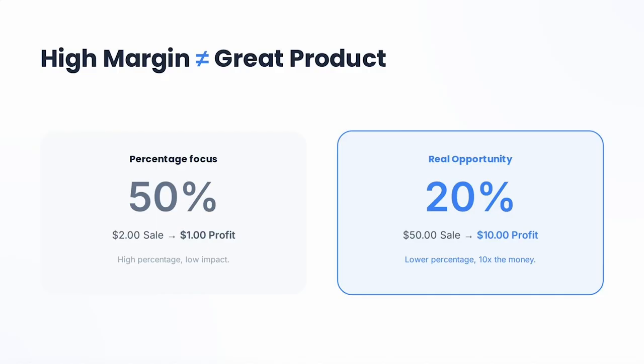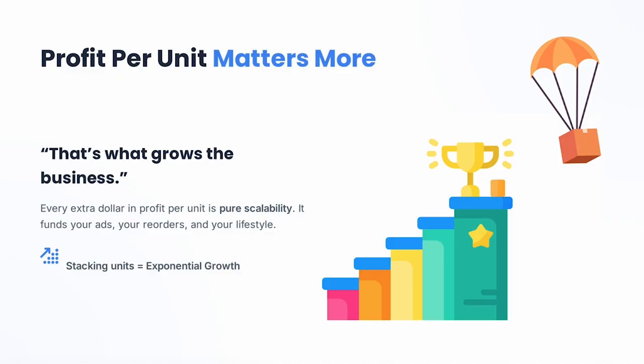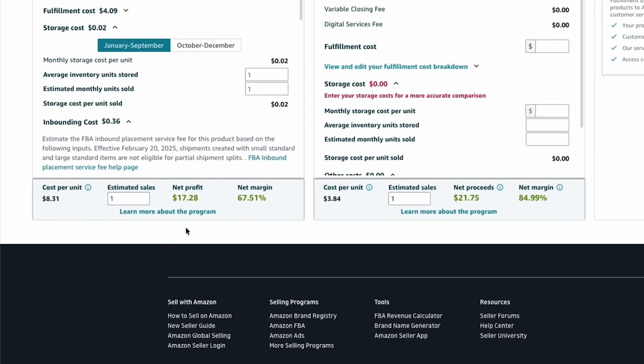Because you can have a strong margin, but if there are very low actual profit dollars in there, then it's hard to scale. So what I care about more is the profit per unit, because that's what really grows your business. For example, if our net profit here is $17.28 and our net margin is 67%, that makes a great product in this example.